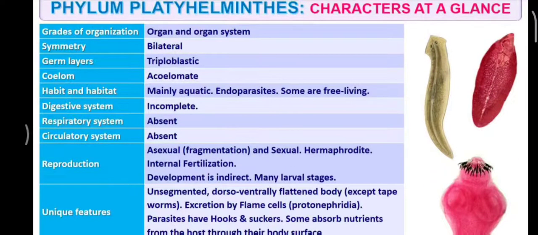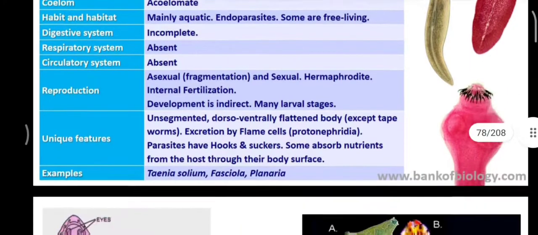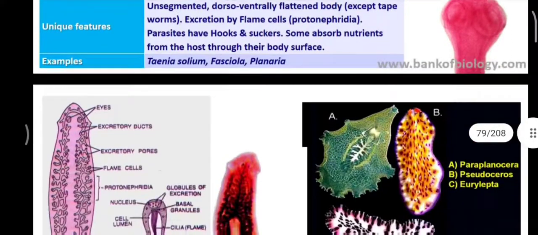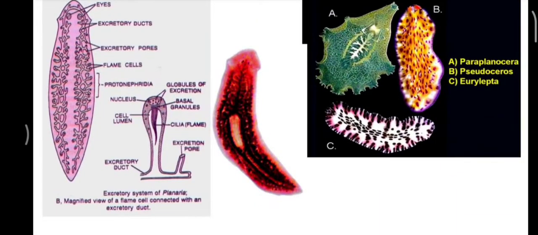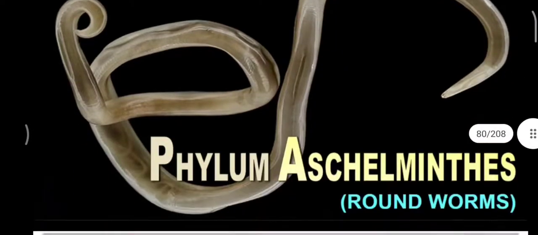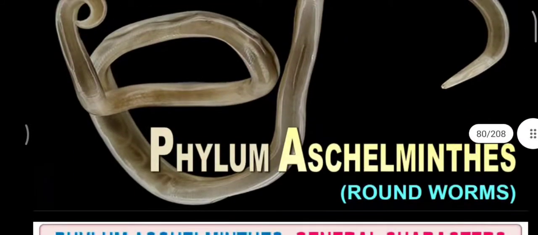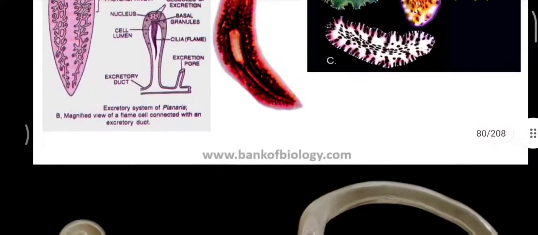Here you see the general characters at a glance. Grade of organization is organ grade, and symmetry is bilateral. Germ layers are three, triploblastic, and so on. These examples have to be remembered for examination purposes, very important. And here is a flame cell diagram showing how it manages excretion as well as osmoregulation. That's about the Platyhelminthes.